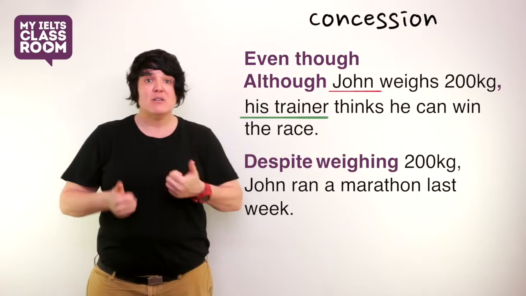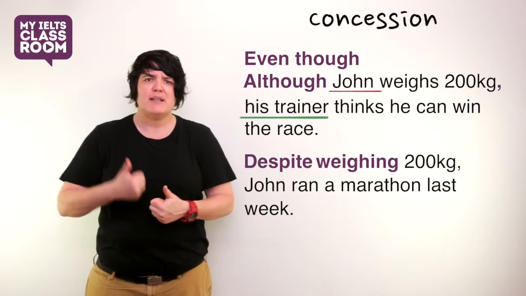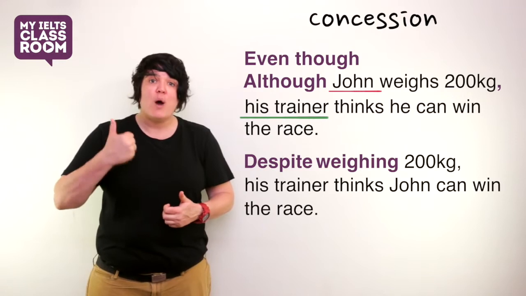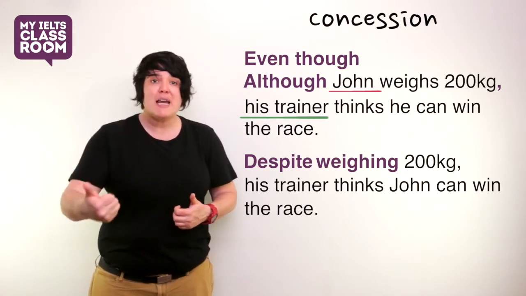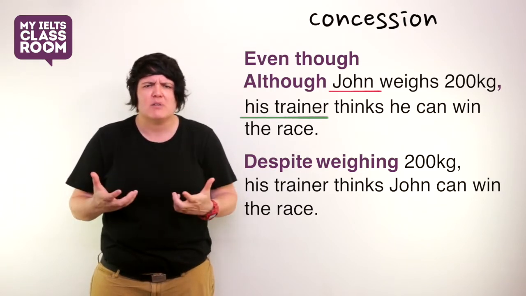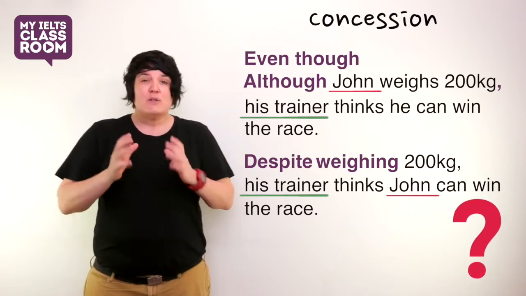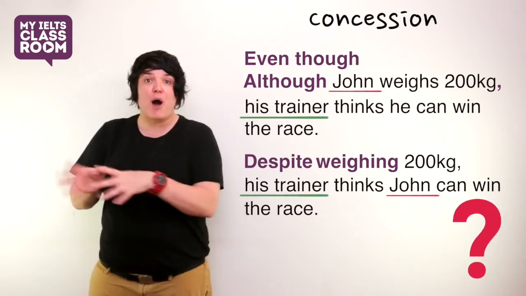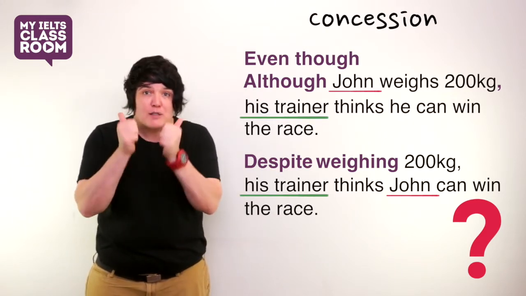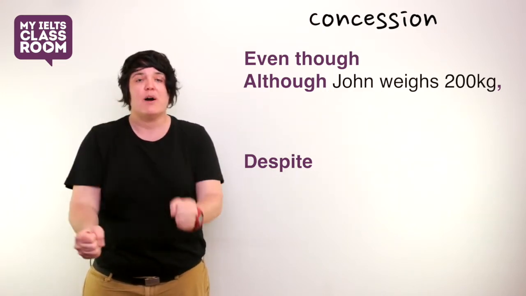If we change the although sentence to, although John weighs 200 kilograms, his trainer thinks he will win the race next week, now we have two different subjects, John and his trainer. In the although sentence, this is fine. But if I tried to write a despite verb ing sentence here, despite weighing 200 kilograms, his trainer thinks John will win the race next week. Who weighs 200 kilograms? John or his trainer? It's not clear. So even though using the verb ing is my favourite type of despite sentence, you must be careful. Only use it if you have the same subject on both sides.